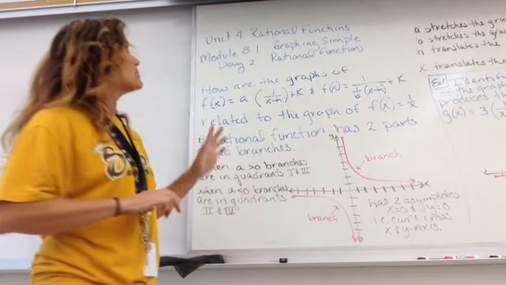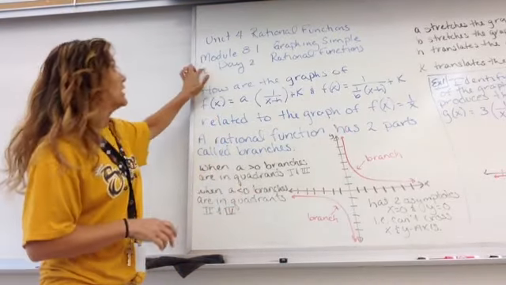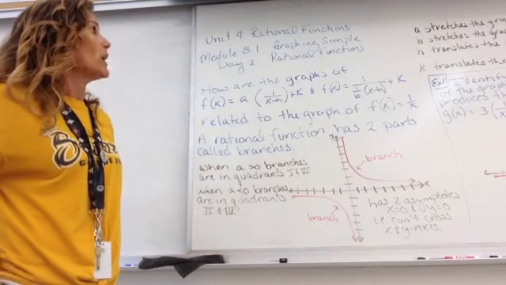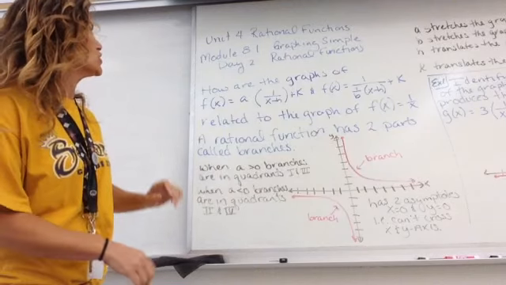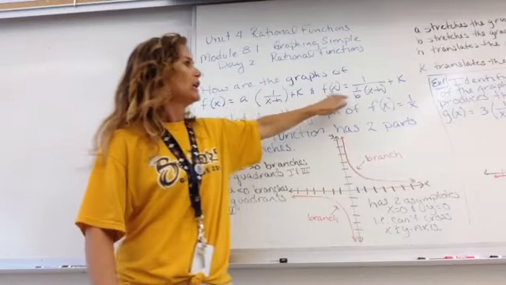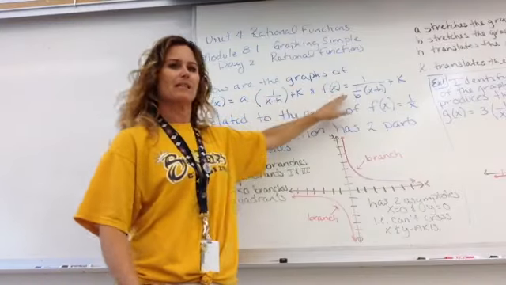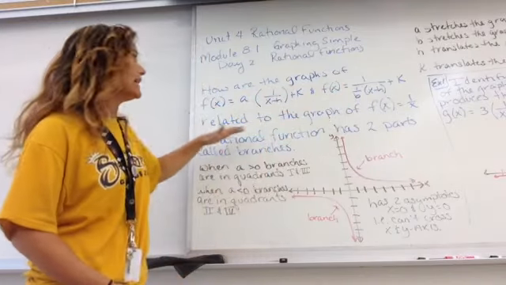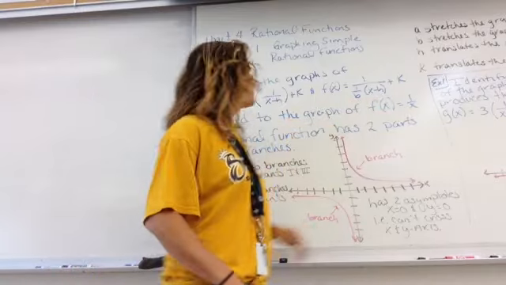Okay, so today we're talking about Unit 4, Module 8.1, and we're starting with Day 2, graphing simple radical or rational functions. So we want to look at how the graphs of this function and this one, notice this says A, this says 1 over B, are related to the graph of 1 over x.